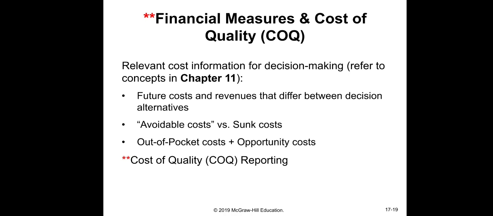See here, relevant cost information for decision making refers to concepts in chapter 11. This is about decision making. When a business wants to increase the quality of product or services, that is a decision that a business has to make. So you have seen this many times in accounting. If a manager wants to make a decision, the manager has to compare alternatives and choose the best alternative. I think the most important thing is that you have to know about the cost of quality reporting.